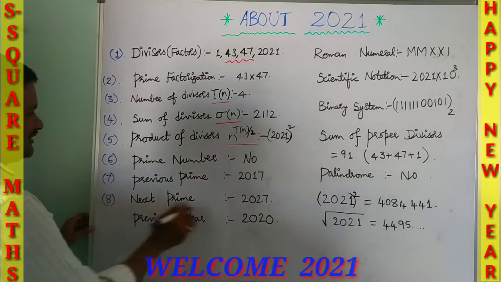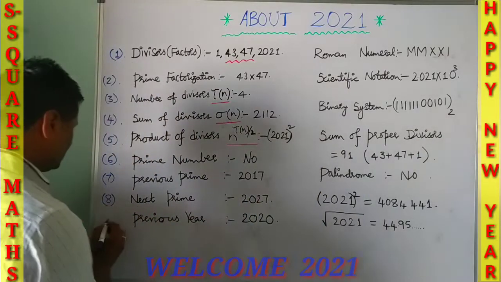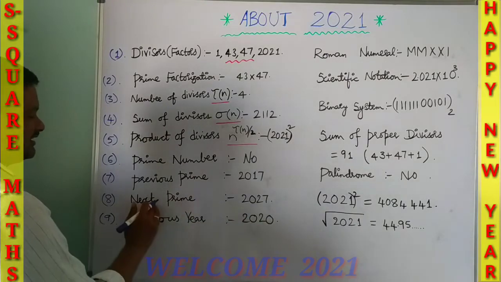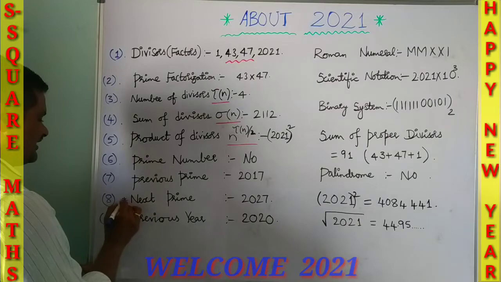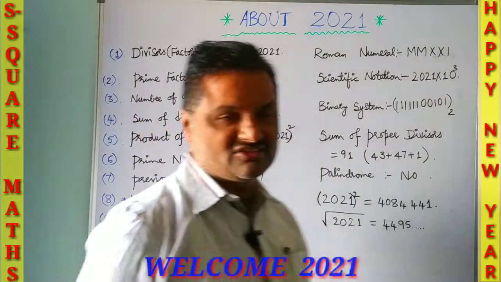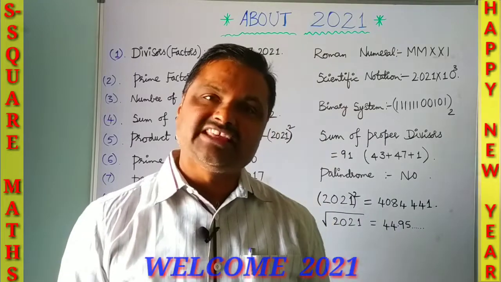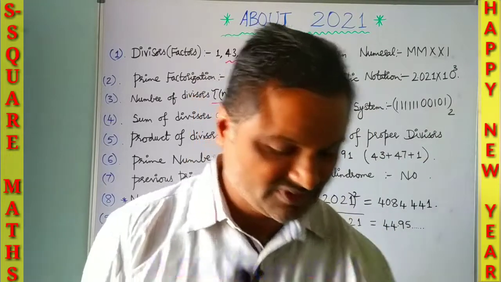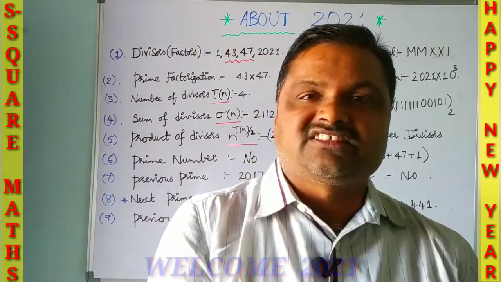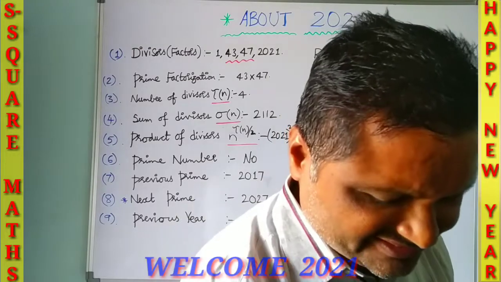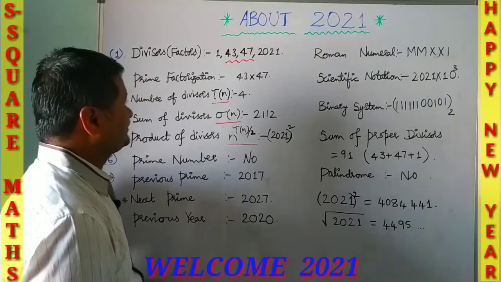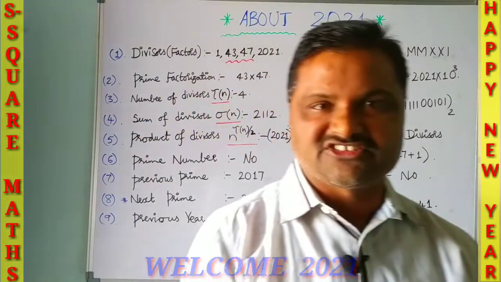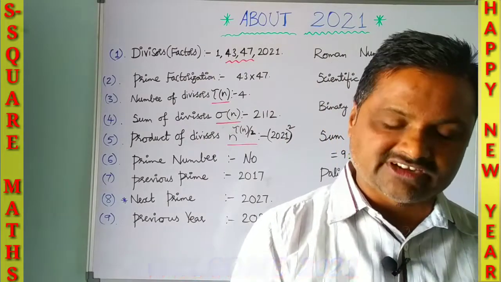Next prime, 2027, and the next year is 2022. The previous year is 2020. Here, by observing, next prime 2027 seems to be a composite number, but it is a prime which falls after 6 years of 2021. So we completed up to here 9 important different observations regarding 2021.